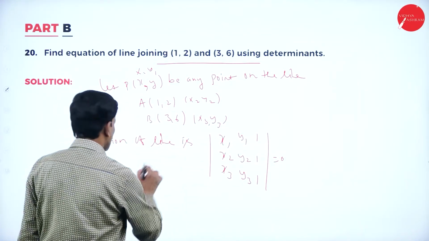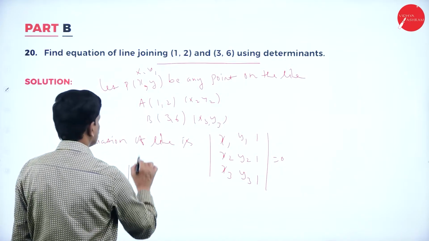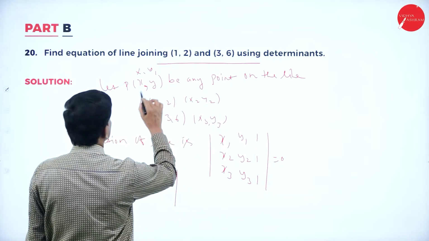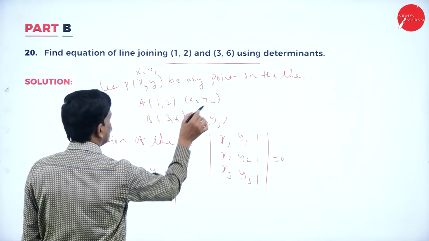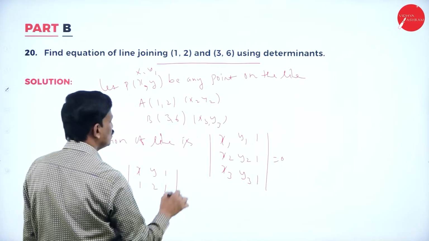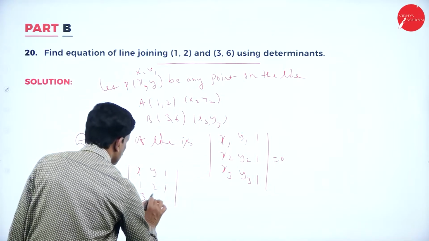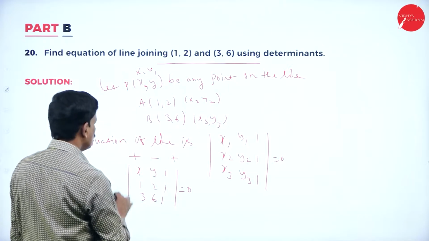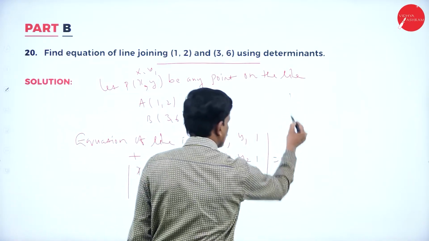So therefore, I can write this as x, y and 1, then 1, 2 and 1, then 3, 6 and 1 is equal to 0. Expand with respect to first row. Plus, minus and plus. What are the answers we are going to get?